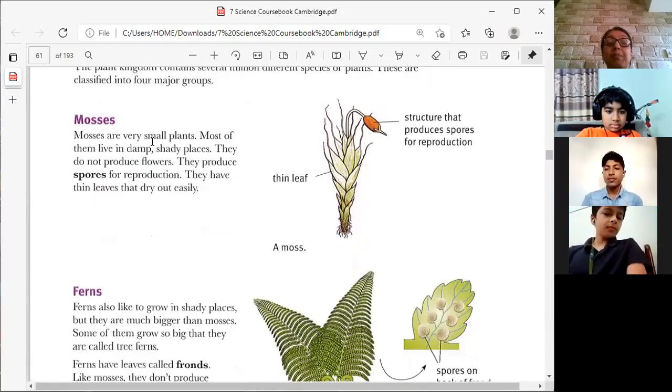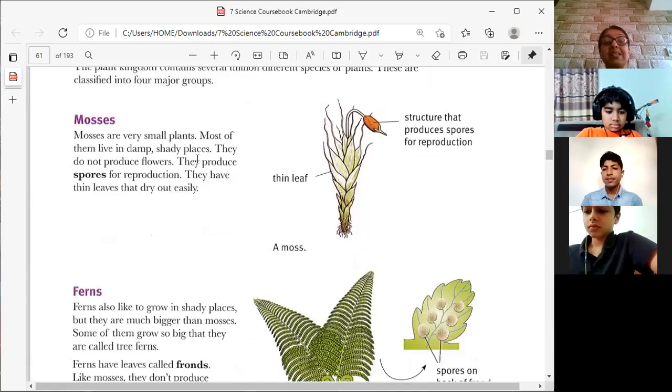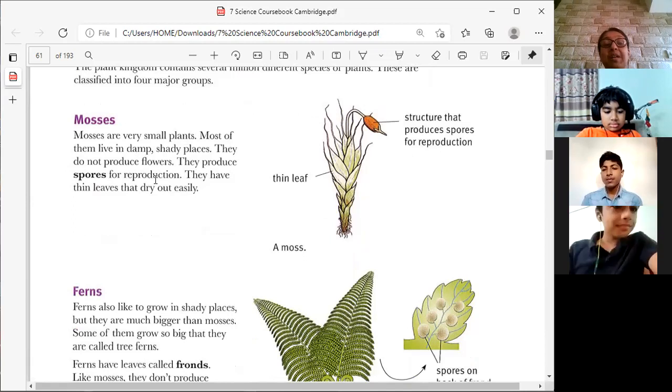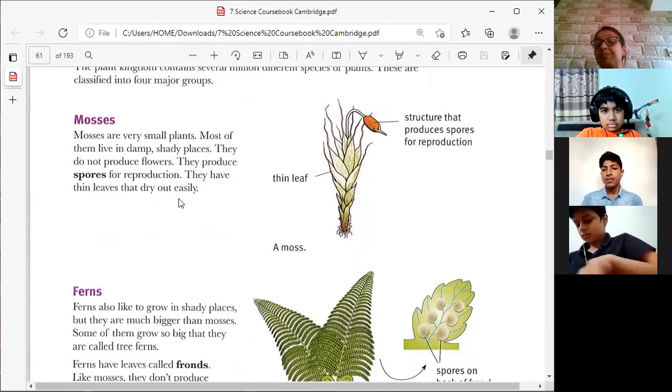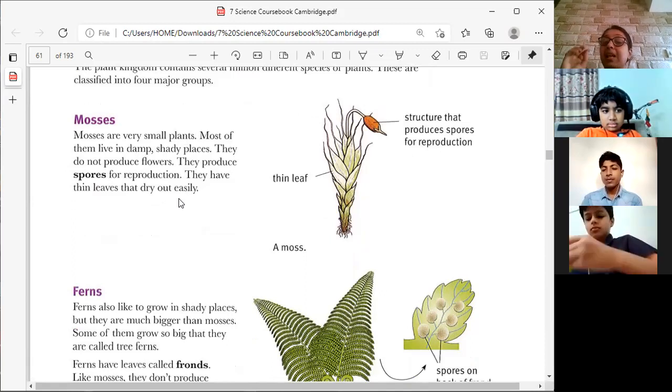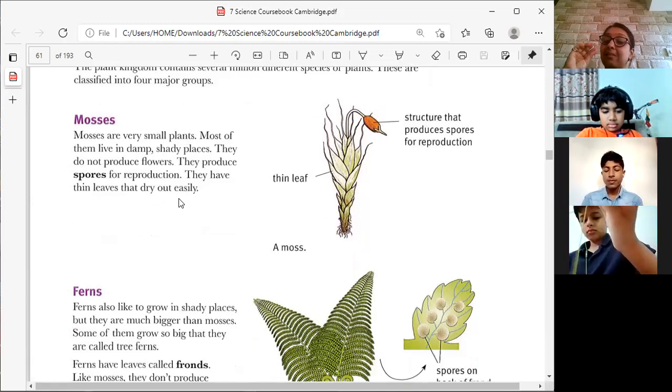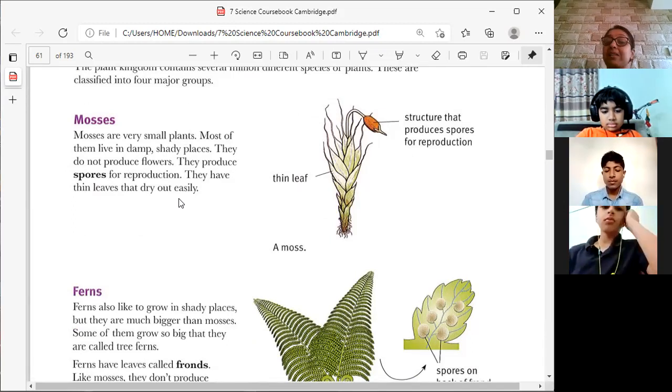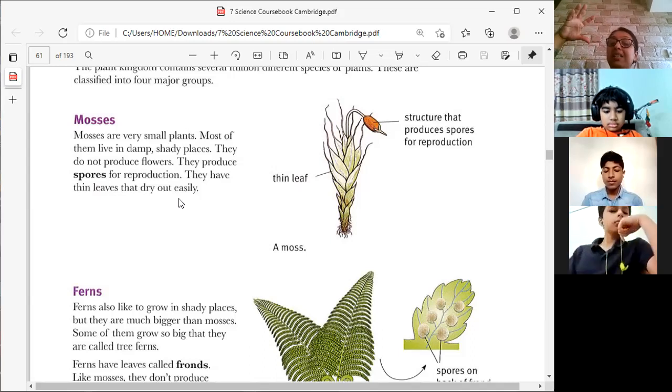Mosses are very small plants. Most of them live in damp, shady places. They do not produce flowers. They produce spores for reproduction, and they have thin leaves that dry out easily. Damp areas are wet areas; little wet areas are called damp areas. Shady places means the sunlight doesn't come directly over them. So they are mosses.